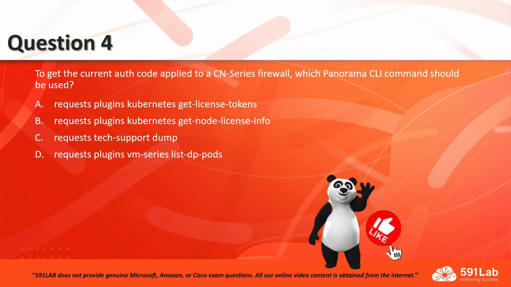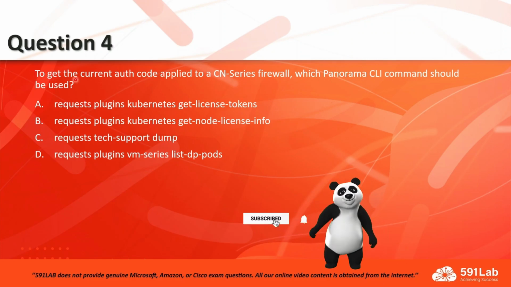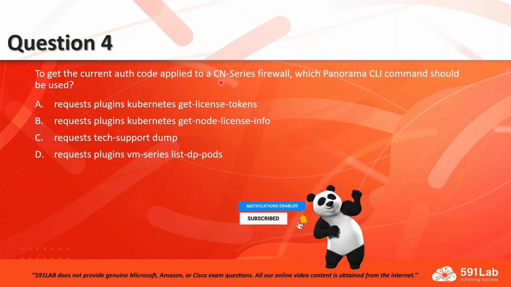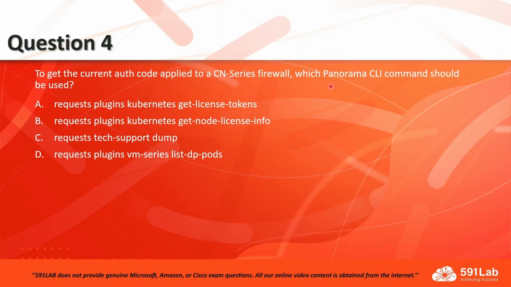Question number 4 is as follows. To get the current license applied to a CN series firewall, which Panorama CLI command should be used? The options are A, request plugin Kubernetes get license token, or B, request plugin Kubernetes get node license info, or C, request tech support dump, or D, request plugin VM series list DB pods. To answer this question, we need to check the CLI command on Panorama.